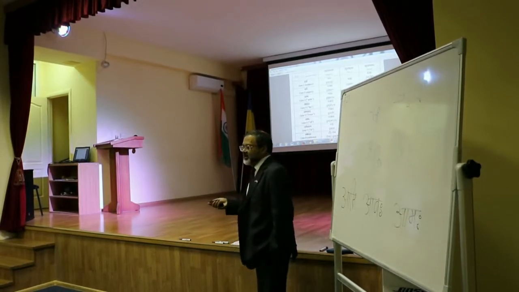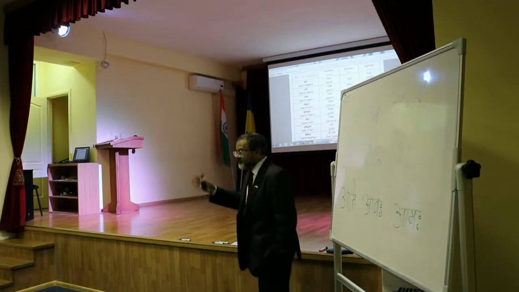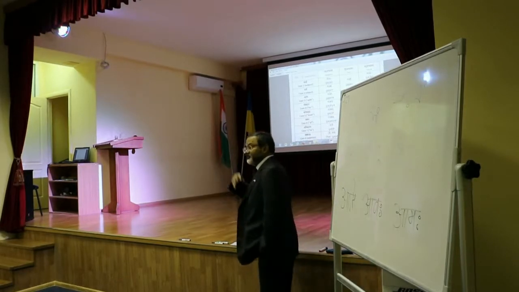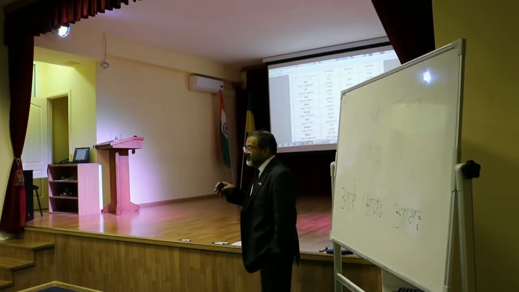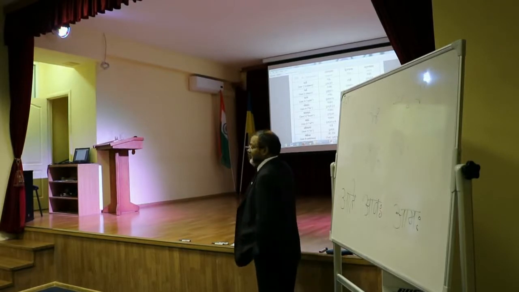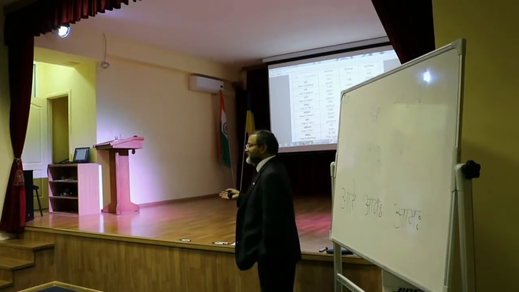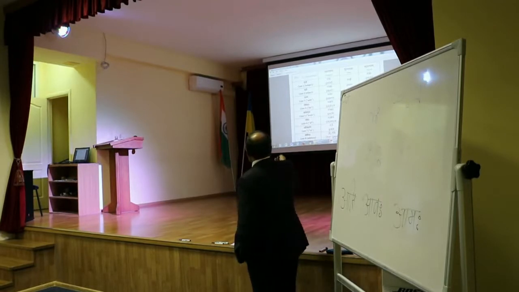If we had to say that we give to Victor, then what is "we"? Vayam. And what verb will come? Dadamaha. Vayam dadamaha Victoram.